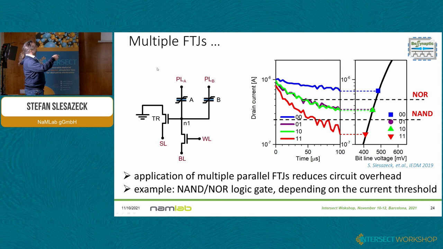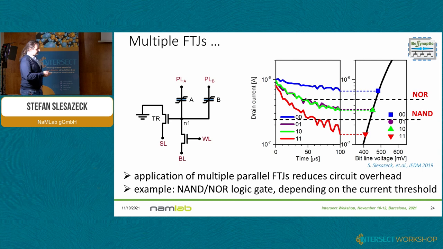Here again, it was measured before using just two FTJs. This was more a logic operation, but we see that it can also perform this NAND or NOR operation while reading two FTJ cells together and using these current levels to discriminate between one or zero at the end. So this would be the way to go in the direction of parallel operation of many FTJ devices.